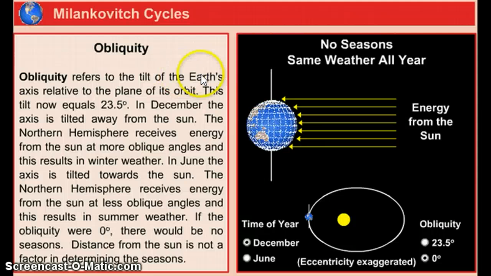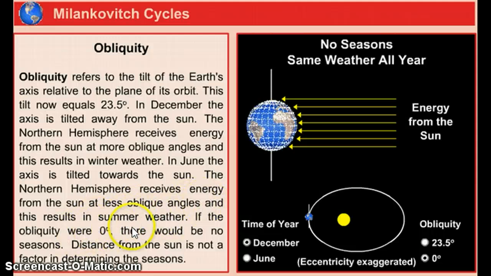Obliquity refers to the tilt of the Earth's axis relative to the plane of its orbit. This tilt currently is 23.5 degrees. In December, the axis is tilted away from the Sun. The northern hemisphere receives energy from the Sun at a more oblique angle and thus results in winter. In June, the axis is tilted towards the Sun, and therefore the northern hemisphere is receiving much more energy because it has less of an angle. In other words, it's much more direct, and this results in summer weather.